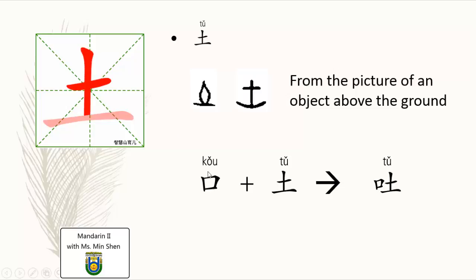And we can see if we put a 口 and a 土, combine them together, the left hand side denotes the meaning, meaning it's a sound. And how does it sound like? It sounds like 土. So the combined character read as 吐. The meaning of it is something to do, maybe it's a sound as 土, or most probably it's something to do with the mouth. Then it means spitting out.